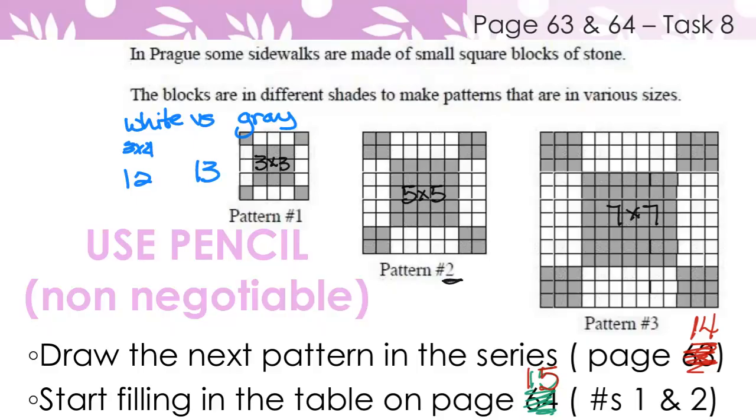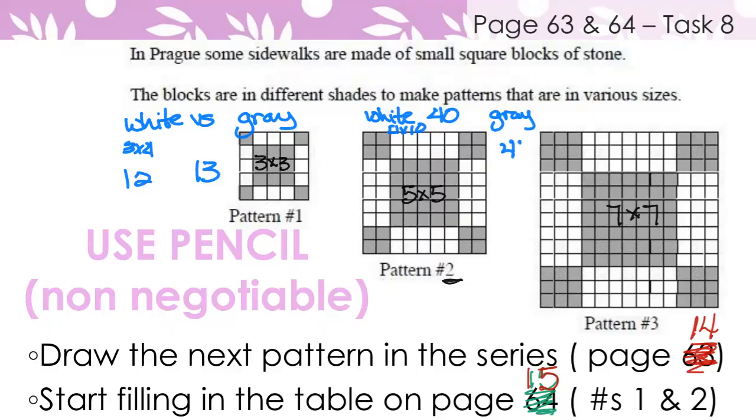How many white blocks do we have in pattern 2? 1, 2, 3, 4, 5, 6, 7, 8, 9, 10. How many white blocks? 40. So that is 4 times 10, which is 40. How many gray blocks? How many gray blocks in pattern 2?